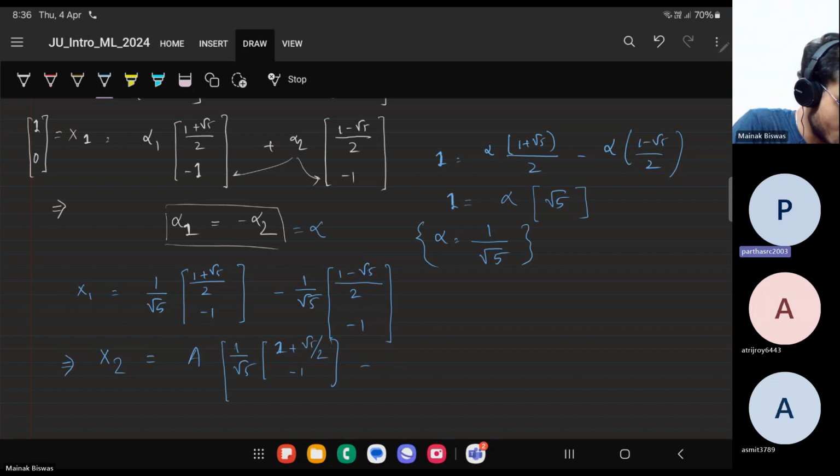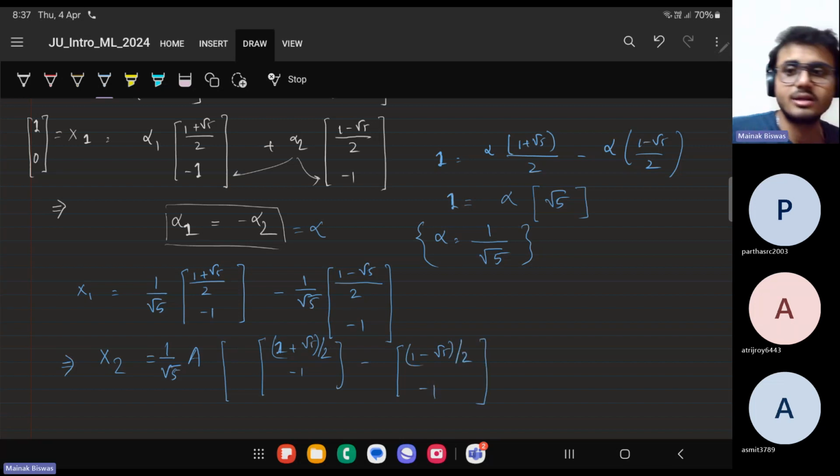Half plus root 5/2. I have written this together. You know, these type of things you should not even think about. Okay. Agreed?